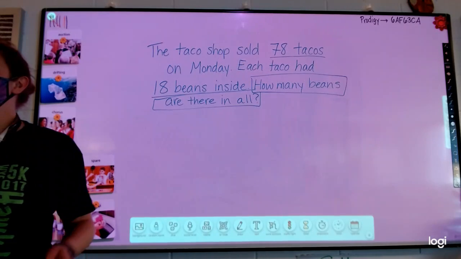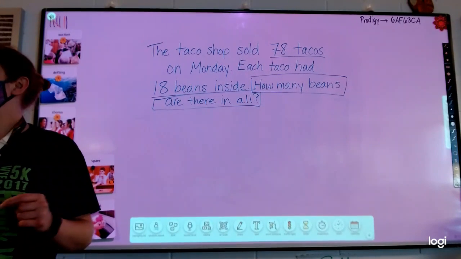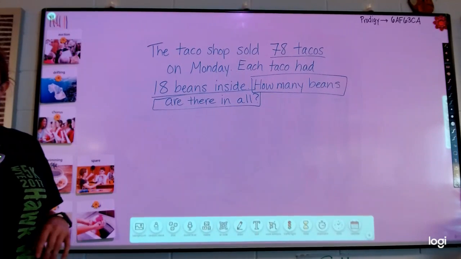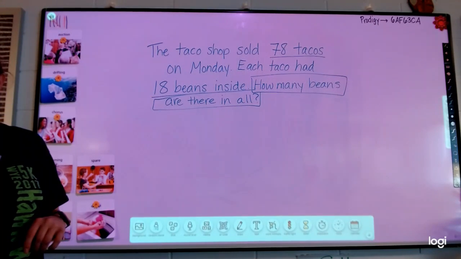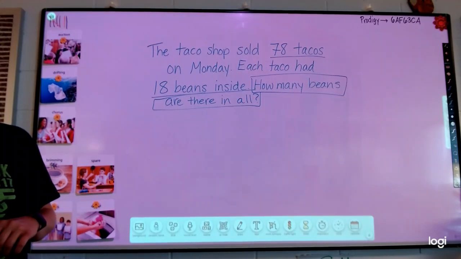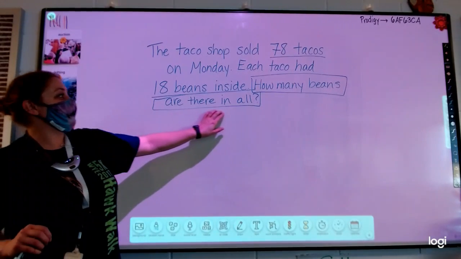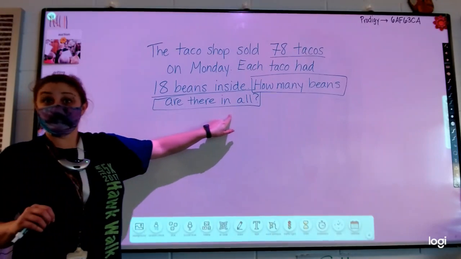Now, how do I know I don't add and I need to multiply? Because soon you will have mixed up word problems and you'll have to figure that out. Noah? Because of how many beans are there in all? There's 78 and 18 of them, so you have to do 18 times 78. Okay. So when they're saying how many are there in all, sometimes in all can mean addition, right? We've seen problems like that.